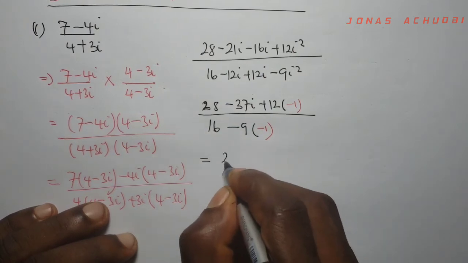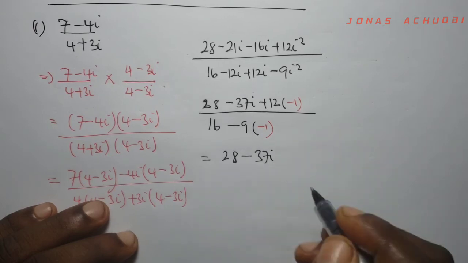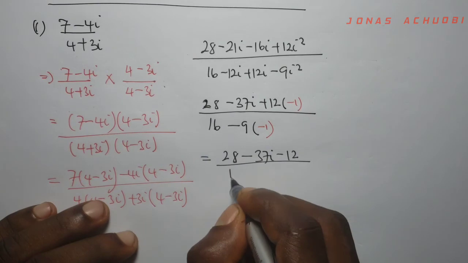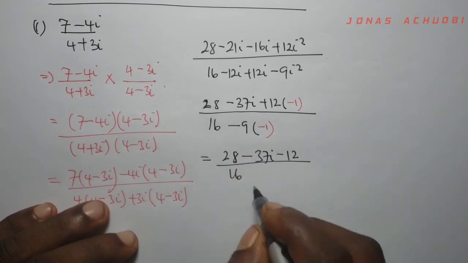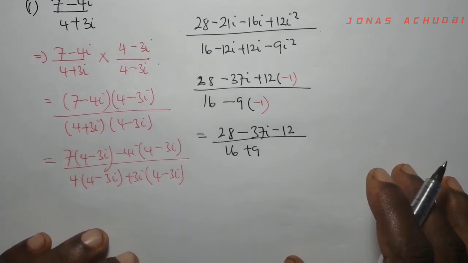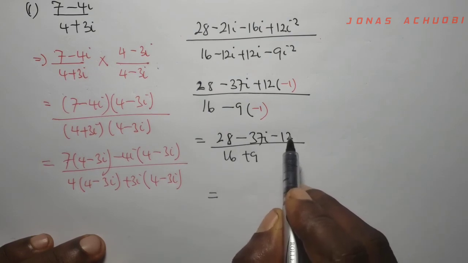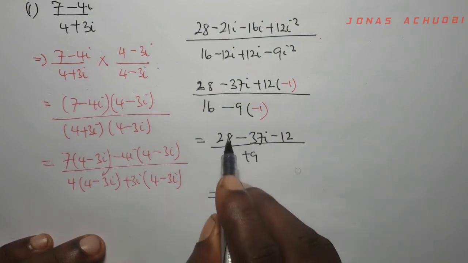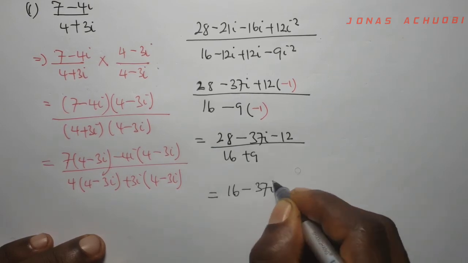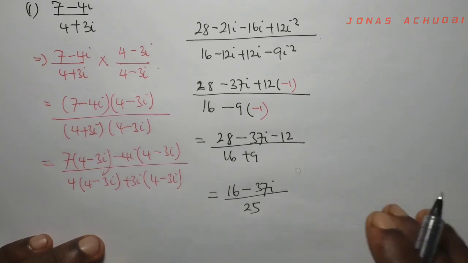So this gives us 28 minus 37i. So 12 times minus 1 is minus 12, divided by 16. Minus 9 times minus 1 is plus 9. We'll now tidy it up one more time. So this gives us 28 minus 12. Since these are both real, 28 minus 12 is 16, minus 37i, divided by 16 plus 9 is 25.